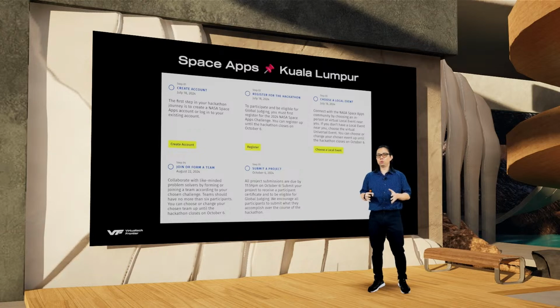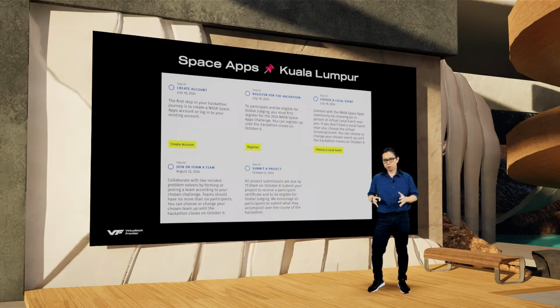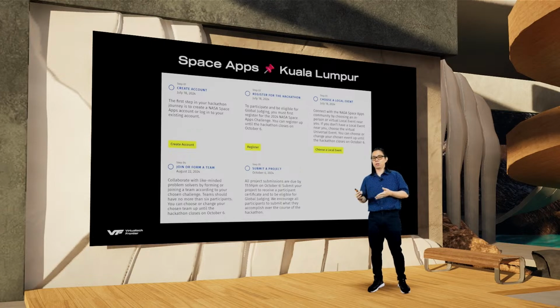Now, here's the thing that you need to be aware of. Because this is a global challenge, the most important part for you to remember is that you need to find a local event. You'll notice that it's step 3. The local event, you can filter by country. So for example, for NASA Space Apps Kuala Lumpur, you'll be able to filter by Malaysia. But when you filter by Malaysia, you may not just discover NASA Space Apps Kuala Lumpur, you may also discover the events that are happening in East Malaysia, such as the ones for Kuching. So make sure you select the right one. If you register for the wrong event, you may be ineligible.